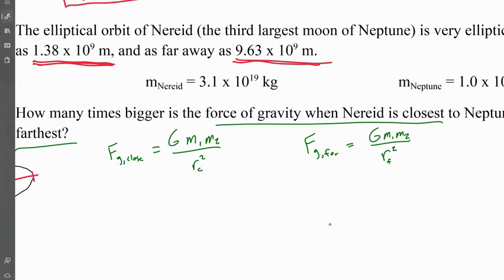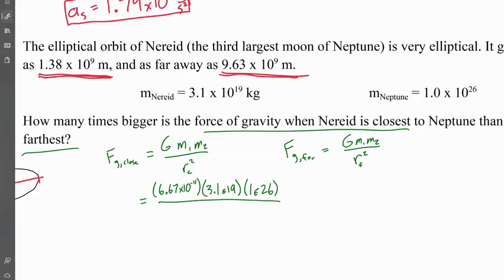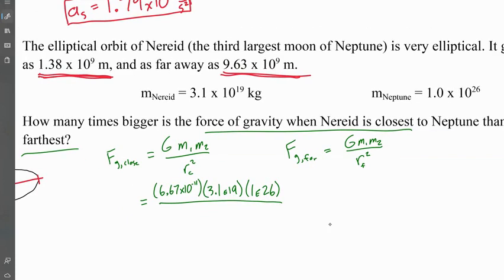All right, let's plug in some numbers. So force of gravity when it's close, 6.67 times 10 to the -11. That's G, our constant. And you never have to memorize it. I just have used it so many times that I haven't memorized. Mass of Nereid, 3.1 times 10 to the 19th. Mass of Neptune, 1 times 10 to the 26th. All right, and then divided by r squared. Radius when it's close. I said as close as this and as far as this, so we'll take the close one. 1.38 times 10 to the 9th, and that gets squared.